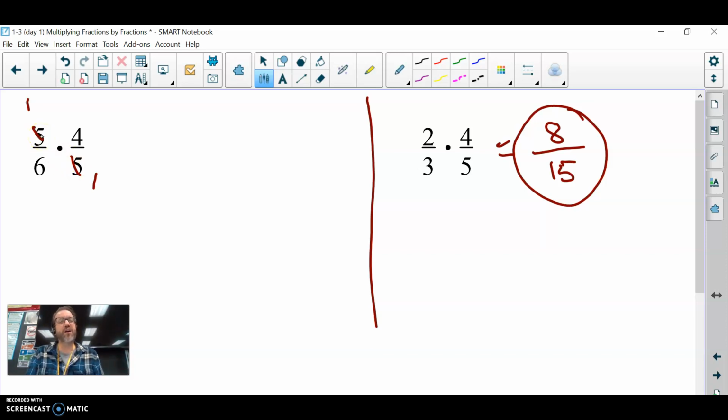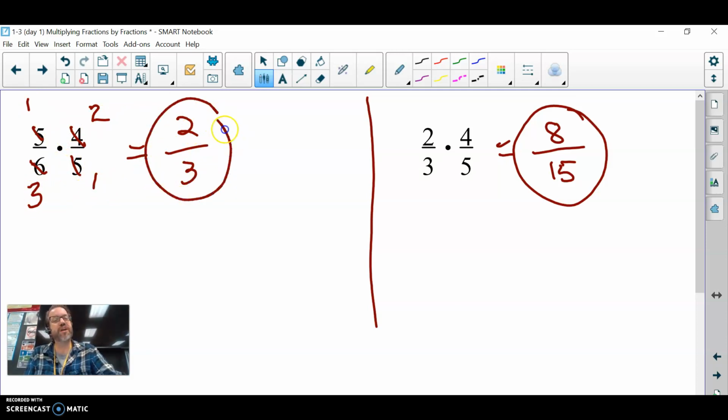And now I'm also noticing there is a 4 here and a 6 here. They are both even. I can divide them both by 2. All right, so 4 divided by 2 is 2. 6 divided by 2 is 3. Okay, so when I multiply now, 1 times 2 is 2 over 3 times 1, which is 3. This is my final answer, 2/3.